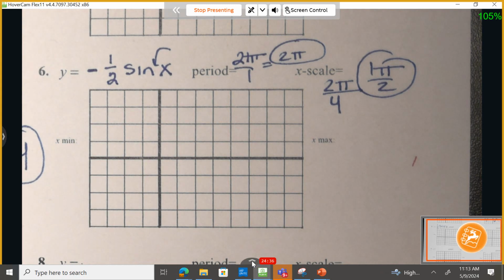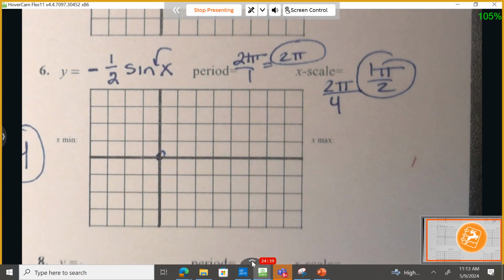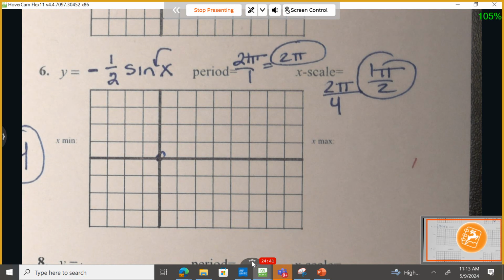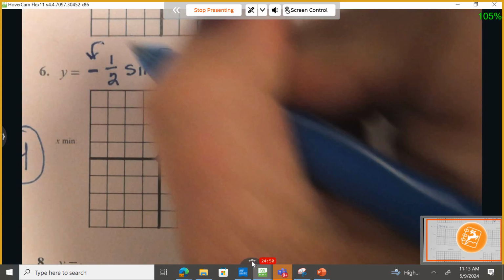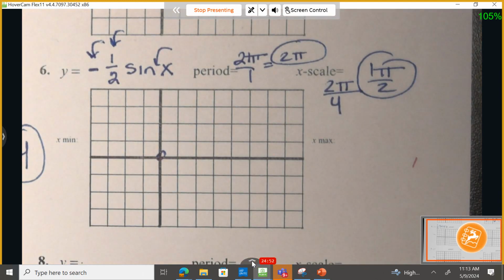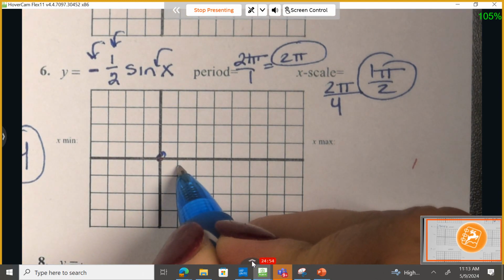Okay, now it's time to start graphing it. This is not step 1. This is where we're going to start from. My question to you is, am I going to go up or down in my first step? Why am I going down? And how far am I going down? Half. So go to step 1 and go down a half.